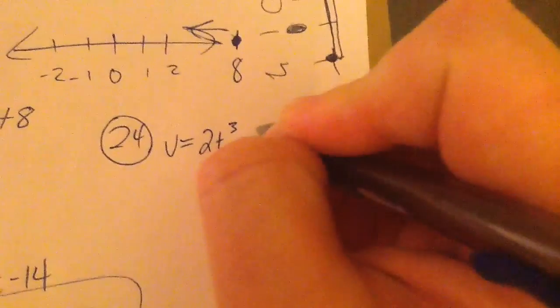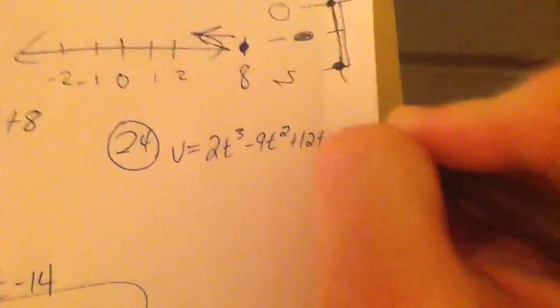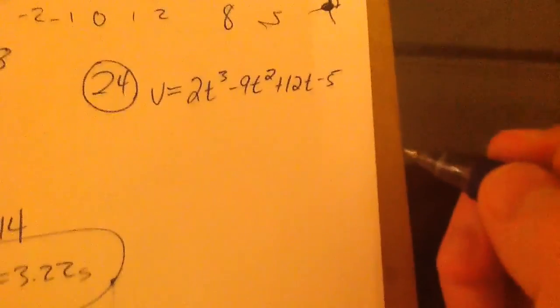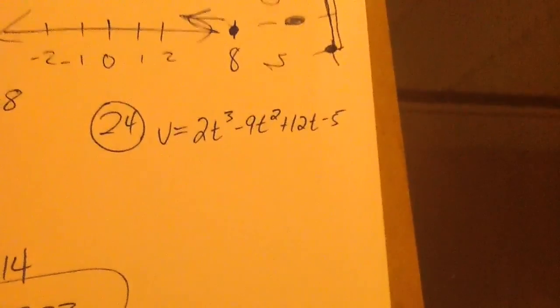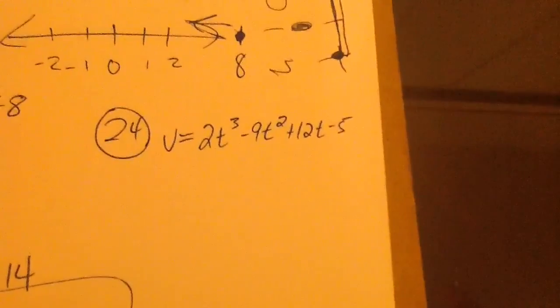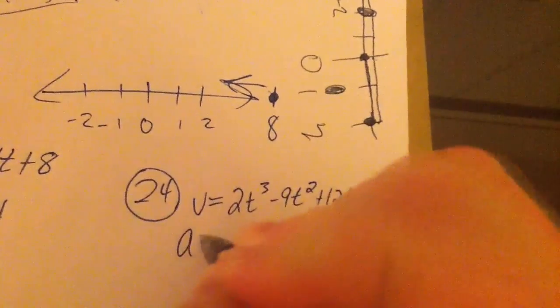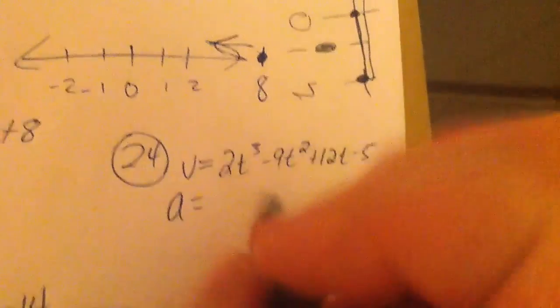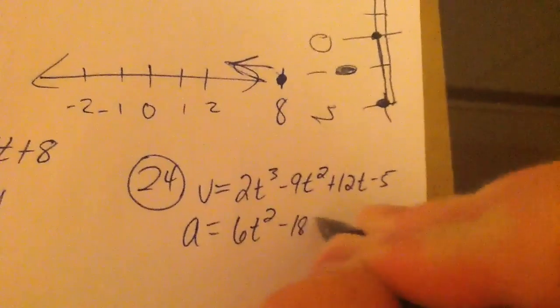Let's see, one more. I think I gave you 24. It says a body's velocity, so it gives you the velocity, find the speed each time the acceleration is 0. Well, if you want to work with acceleration being 0, that means if I plug in 0 for acceleration and solve for time, that'll tell me when the acceleration is 0, right? So I've got my velocity equation, and I've got to get my acceleration equation. That's just the derivative of that: 6t squared minus 18t plus 12.